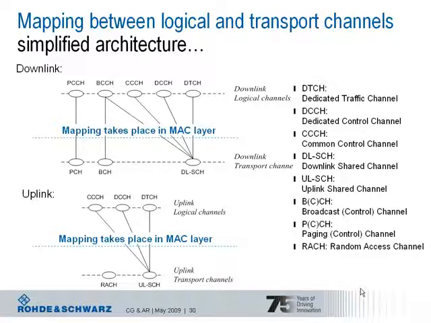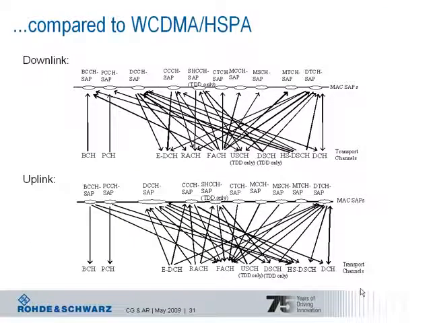Now, these pictures are also illustrating that the protocol architecture for LTE was significantly simplified. And this especially becomes very visible when you compare to wideband CDMA HSPA and the logical and transport channels that are defined there and the mapping in between. So you see in LTE there was a reduction in channels that were defined to simplify the handling and to simplify the structure of the protocol architecture.